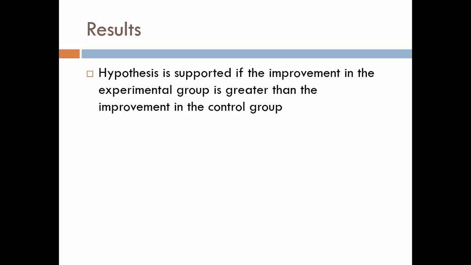Okay, and then we look at our results. So our hypothesis is supported if the improvement in anxiety in the experimental group is greater than the improvement in anxiety for the control group. All right, that makes sense. Our intervention was successful if the people in the experimental group had better results, more improvement than the control group.